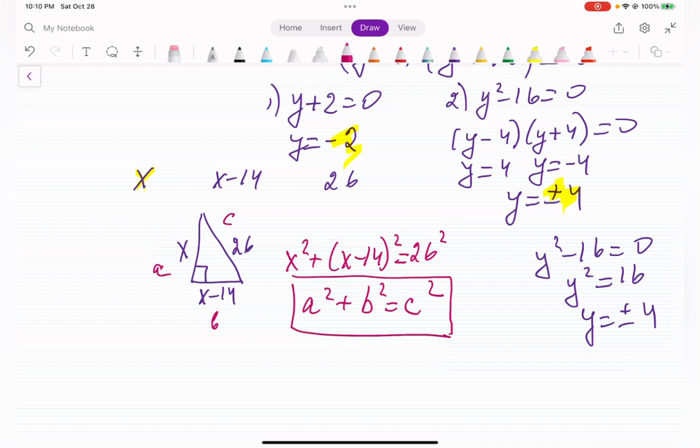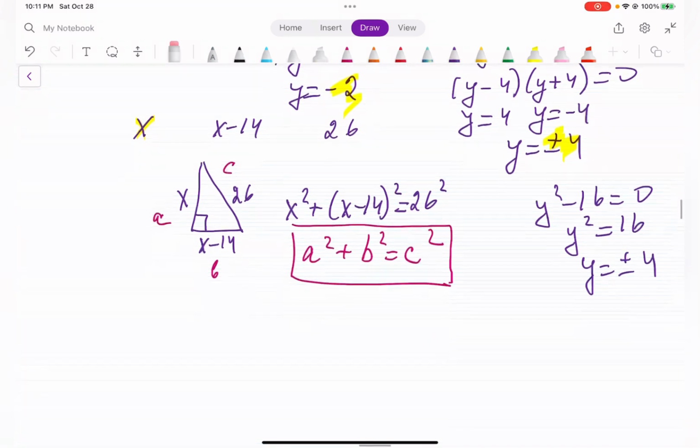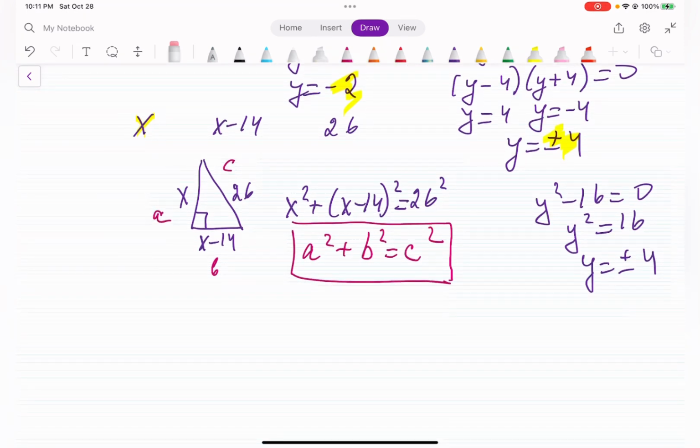I just plug in the values: x squared plus (x minus 14) squared equals 26 squared. This expression doesn't have to be read because here we are solving. It's not the general formula a squared plus b squared; we just applied the formula here. Okay, let's solve it.